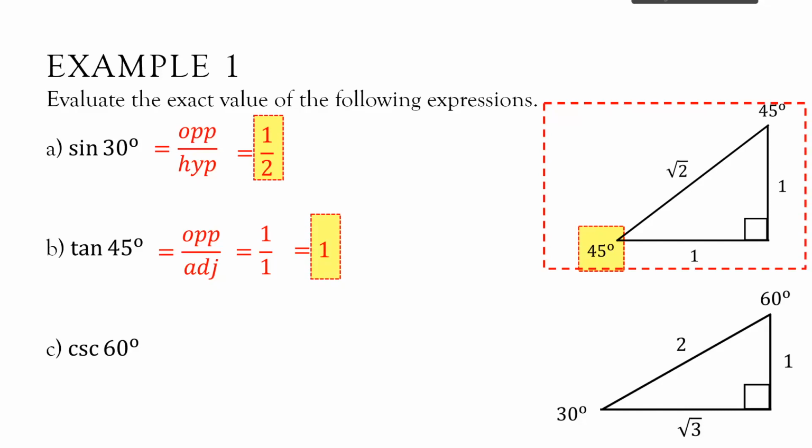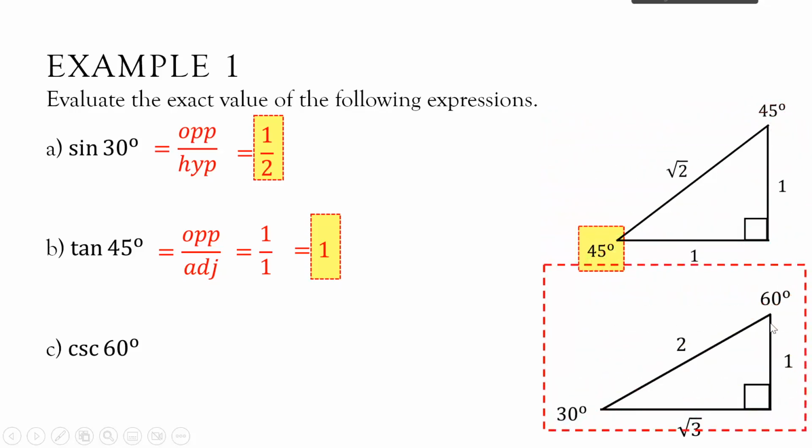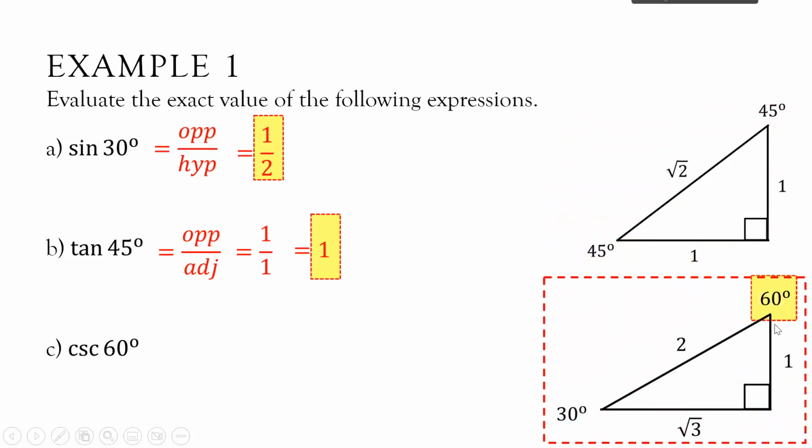And now let's look at cosecant of 60 degrees. So 60 degrees, I should probably be working with the triangle that has 60 degrees. So I'm going to move this down, and let's focus on the 60. So what is the ratio for cosecant? Well, we recall that cosecant is just the flipped version of sine. So if sine is opposite over hypotenuse, then cosecant should be hypotenuse over the opposite. So if I look at this triangle, what's my hypotenuse? My hypotenuse is 2. And then my opposite side is the square root of 3.